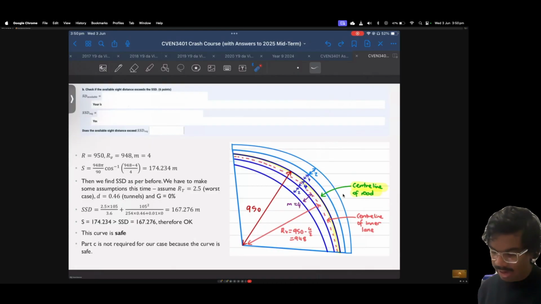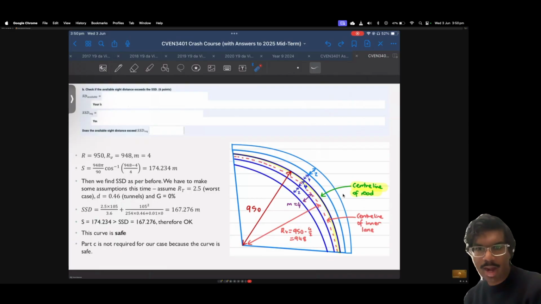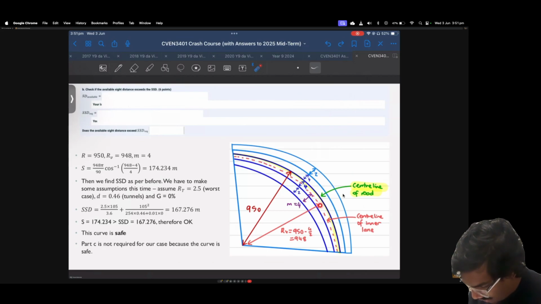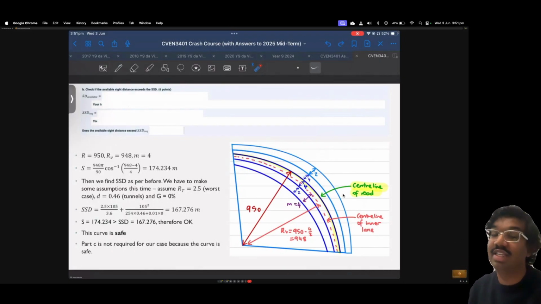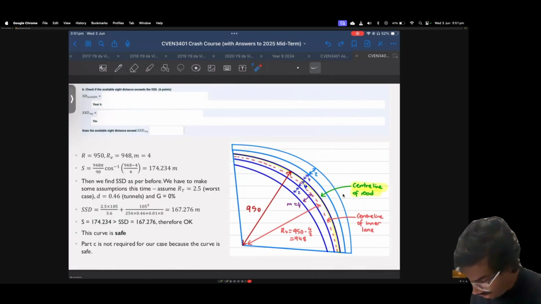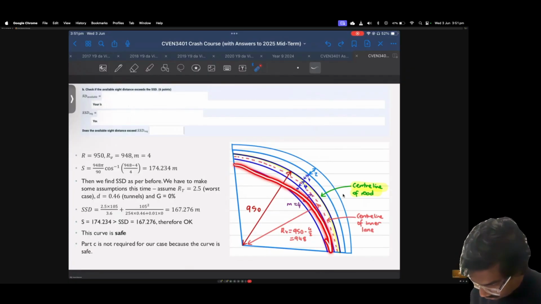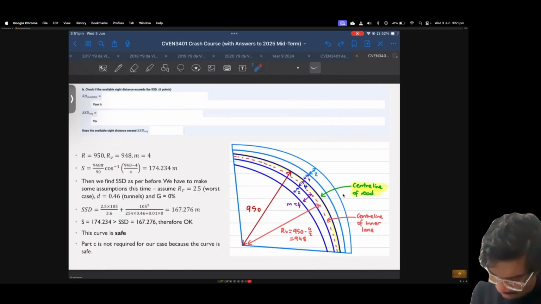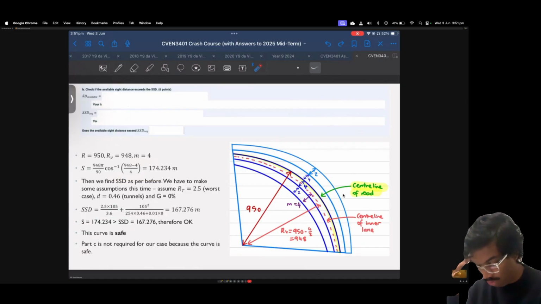So I've kind of drawn this out. I might gloss over it so we can finish up a little bit faster. But basically, I've drawn it out. So the radius that we've been given is to the center of the road, which is here, okay? The center line of the inner lane is here, so it's 2 meters lower. And then the obstacle in this case is the actual tunnel itself, all right? Yeah, so you end up with RV equals 948 and M equals 4. So you end up getting an S of 174.234 meters.